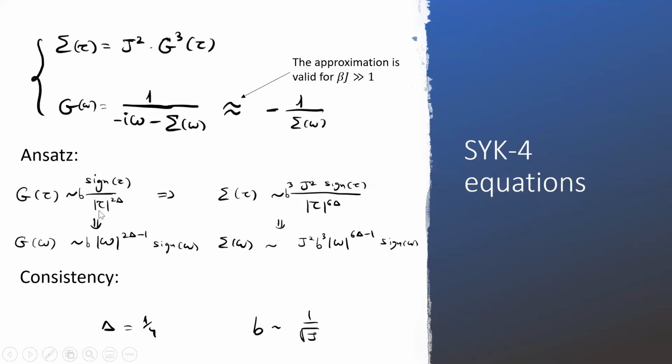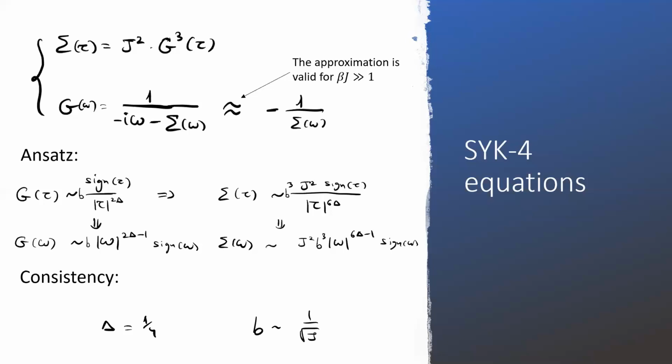And if we Fourier transform this to the frequency domain, then we get, from some identities of the Fourier transform, that the Green's function of omega goes as omega to the power of 2 delta minus 1. And if we Fourier transform the expression for the self-energy, we get that it goes as omega to the power of 6 delta minus 1. And then from the second equation, we can find a relation from the consistency between the solutions. We can find a result for delta, which turns out to be 1/4.